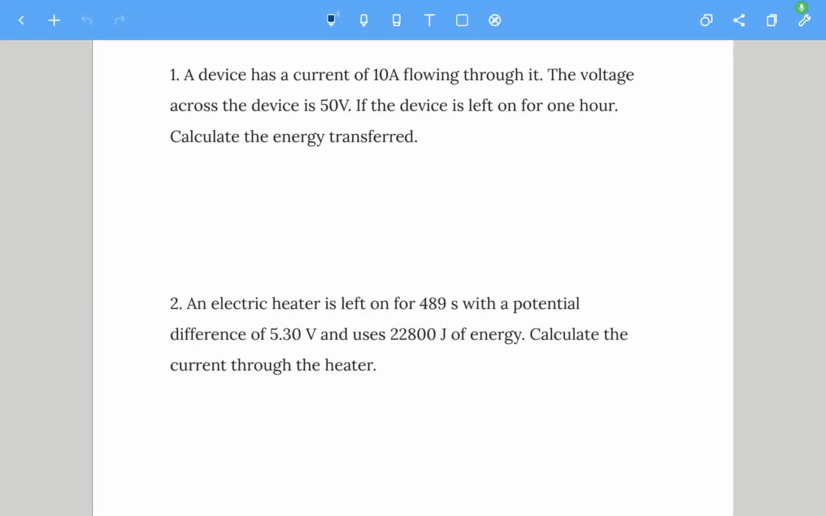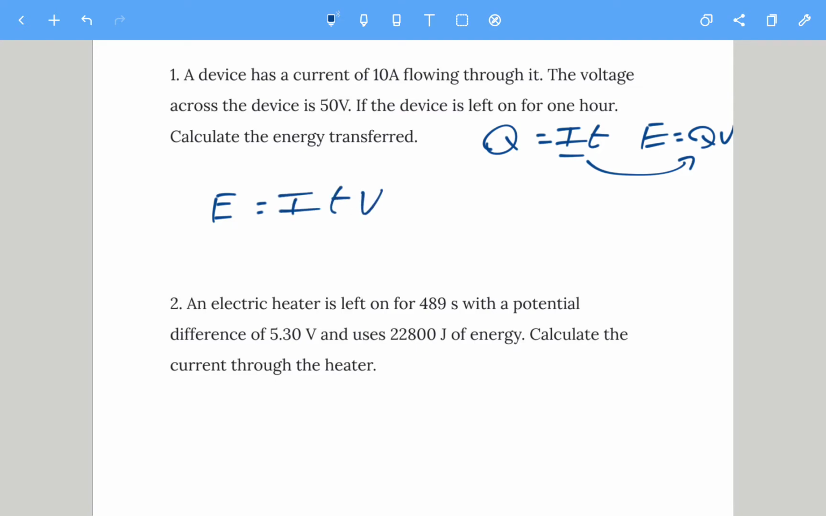This is another equation practice video, and this one is going to be a combination of the two equations Q equals IT and E equals QV. And if you substitute the Q, so if you put IT into there, you end up with energy is equal to ITV. Easy one to remember.